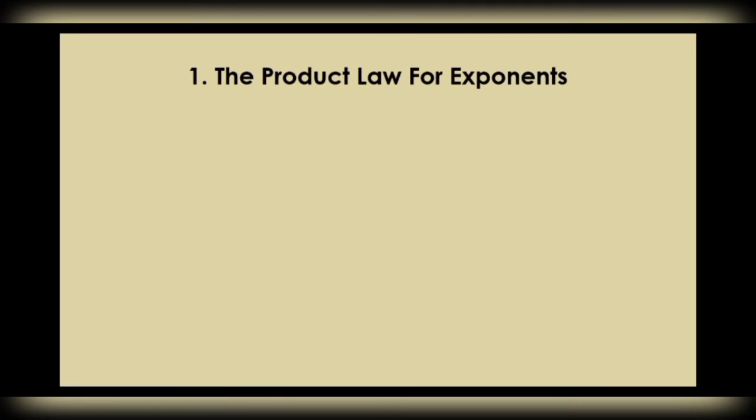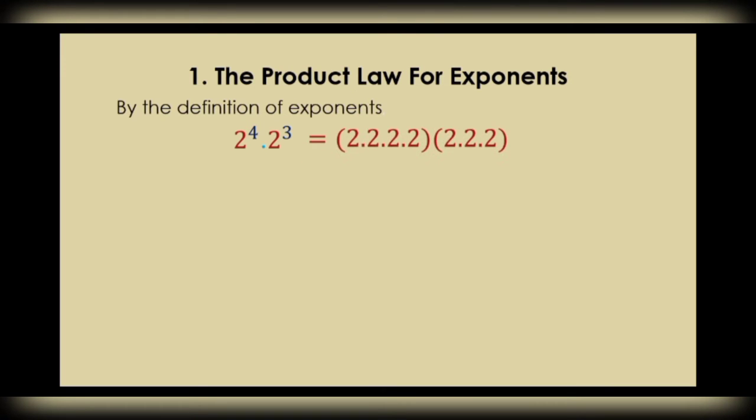The first law, the Product Law for Exponents. When bases are same but exponents are different. By the definition of exponents, 2 to the power of 4 into 2 to the power of 3 is equal to 2 multiplied by itself 4 times and 2 multiplied by itself 3 times. It means 2 multiplied by itself 7 times. So we write it as 2 to the power of 7.